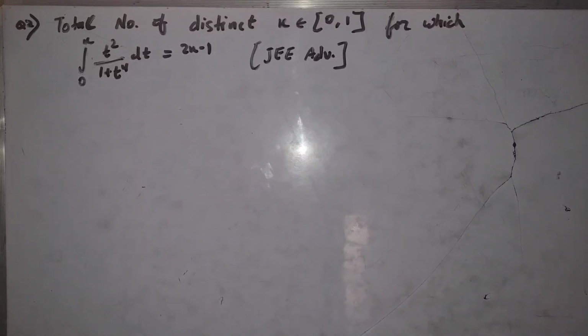So this is another problem that has appeared in JEE Advanced, and the problem says: find the total number of distinct x in the closed interval 0 to 1 for which this integral equals 2x minus 1. This is a nice question. So let's give it a try, let's solve it.